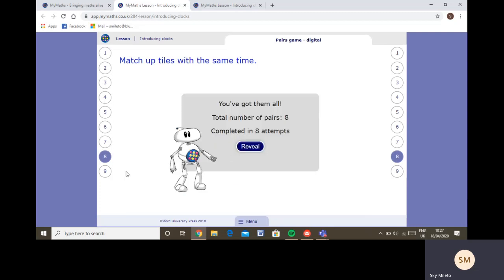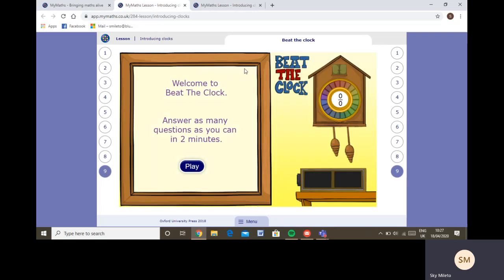So, final job. You can play this yourself. It says beat the clock. Answer as many questions as you can, 2 minutes. Okay, if you want to, you can tell me on the blog how many you get, and we'll see who can get the most in the class.